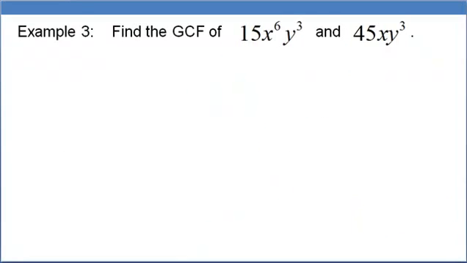For our next example, find the GCF of 15x to the 6y cubed and 45xy cubed. So we'll do these with numbers and then each type of variable. For the numbers, one trick I always look at is to see if the smallest number will divide evenly into the largest. And the 15 does go evenly into 45. So 15 is going to be our GCF for the number. I'm just going to go ahead and write that on the side, but then we'll verify it.